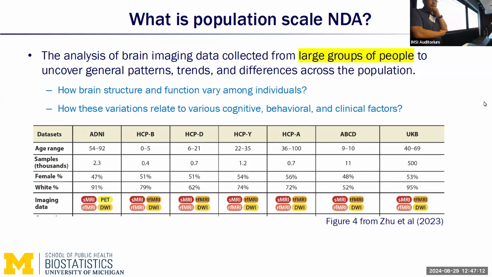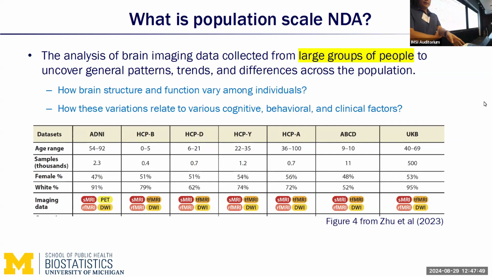Basically, for the population here, I emphasize large groups of people, but of course, in statistics, the population is a relative concept versus sample, right? So it's your targeted population. And here we are thinking about a very large-scale population, a large group of people. The basic question here is to understand how brain structure and function vary among individuals within your target population, and how these variations are related to various cognitive, behavioral, or clinical factors.